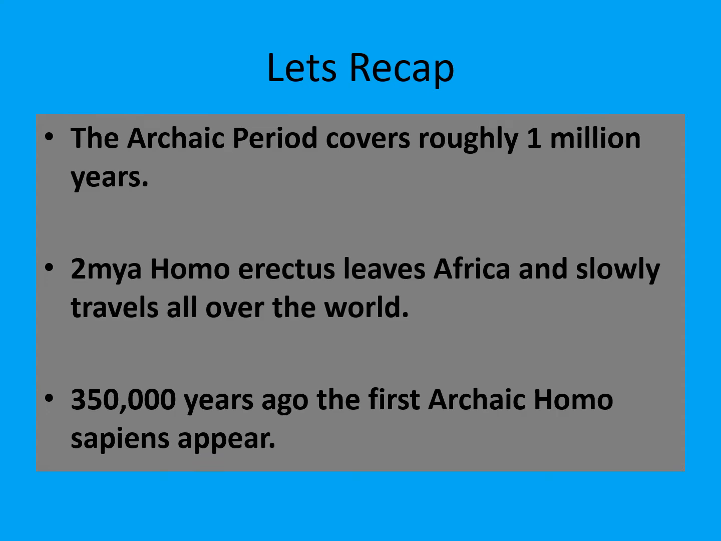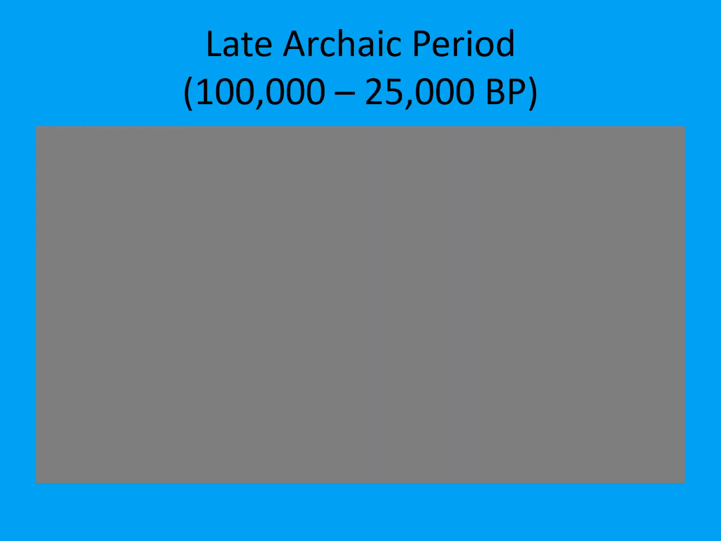So to recap in terms of a timeline, remember this archaic period that we're going to be talking about covers roughly the last 1 million years, right? And remember that Homo erectus at around 2 million years ago leaves Africa and slowly travels all over the world, right? And by about 350,000 years ago, the first archaic Homo sapiens begin to appear. So the archaic period covers the last million years, but really the later archaic period is the period between 100,000 to 25,000 years ago.